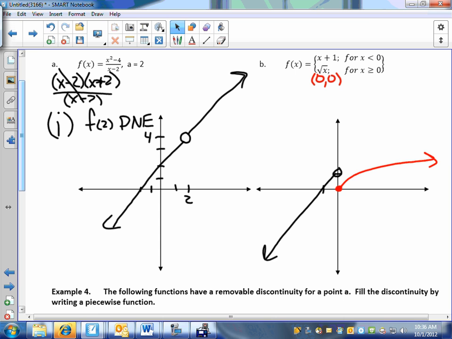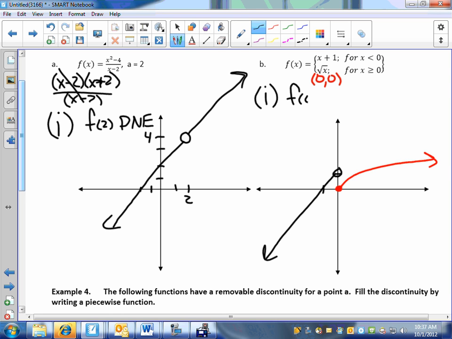So now we need to first do the first test. Does it pass the first test? Why? f of 0 is equal to 0. So that's good to go. It's obvious it's discontinuous, right?